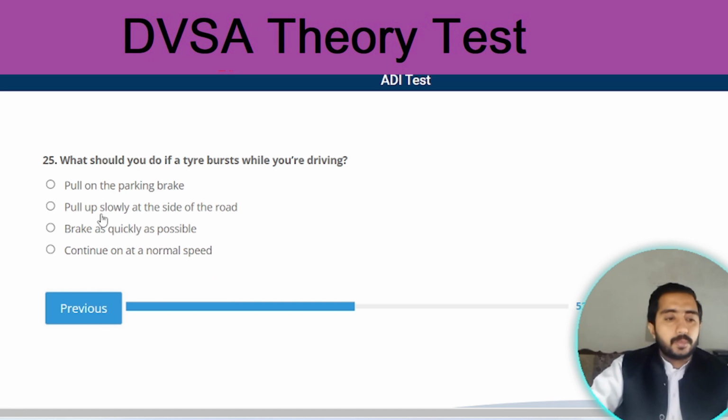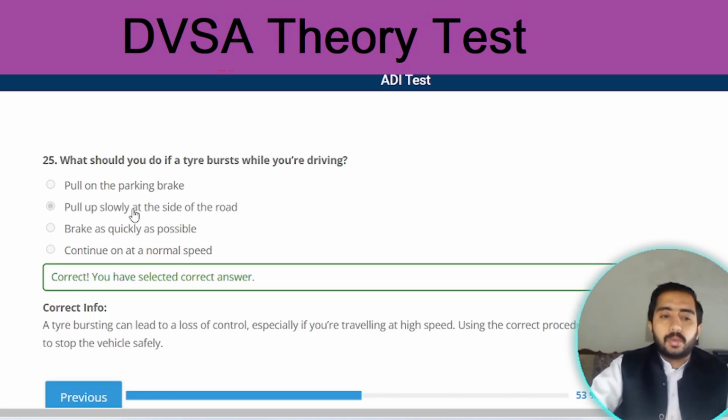Next question. Question 25. What should you do if a tire bursts while you are driving? If the tire bursts while you are driving, pull up slowly to the side of the road. Option B is the correct one.